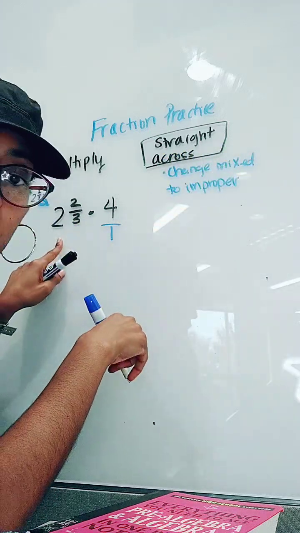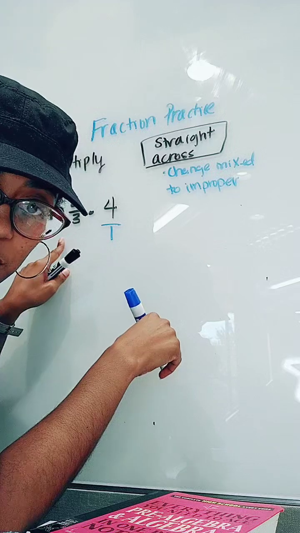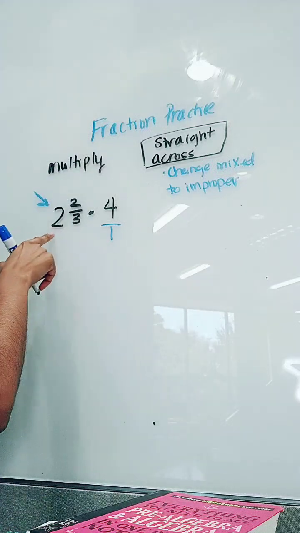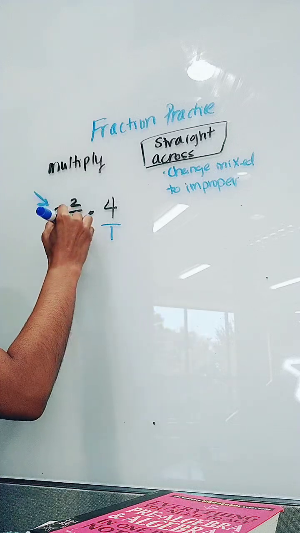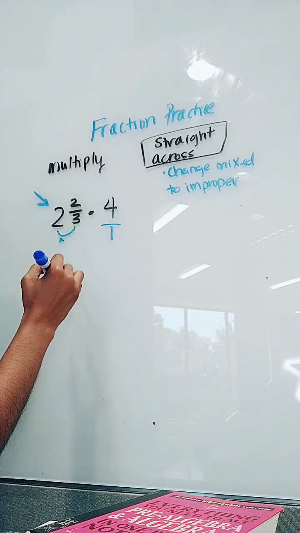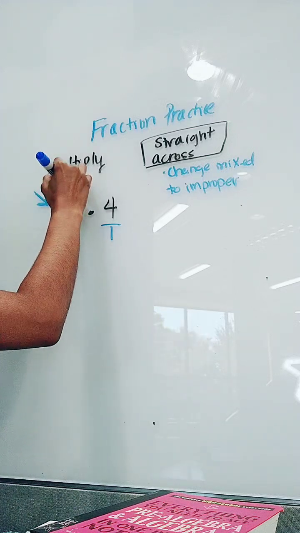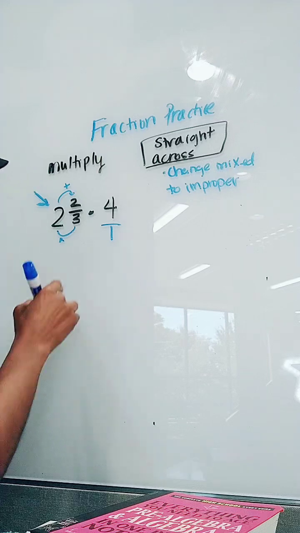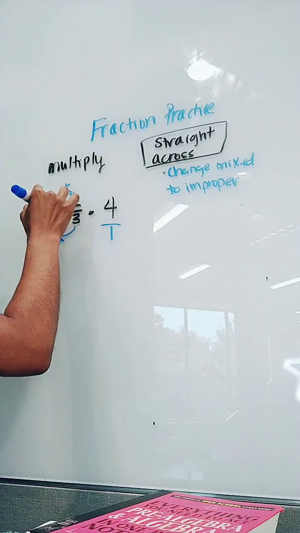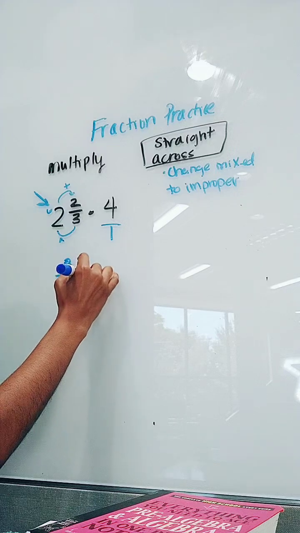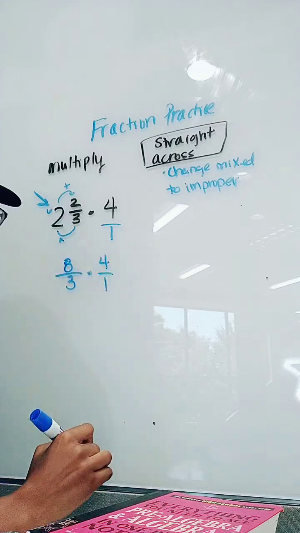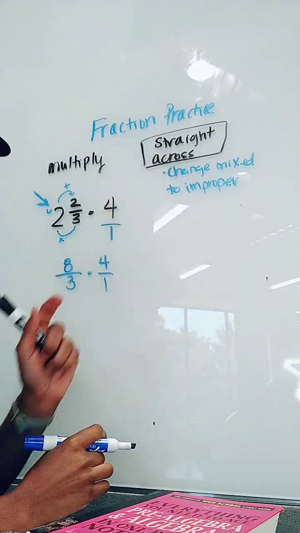So instead of having a mixed number, I need to change this to an improper fraction, okay? And the way you do this is that I'm counting by threes. It's called the Texas popcorn. So I'm gonna multiply these two numbers, and then the answer I get, I'm gonna add it to the top, okay? So 3 times 2 is 6, then 6 plus 2 is 8. So now I have 8/3 times 4/1, and I can go back to multiplying straight across.